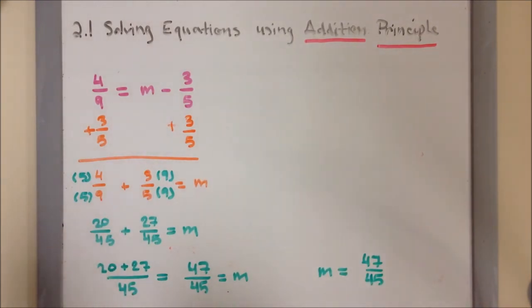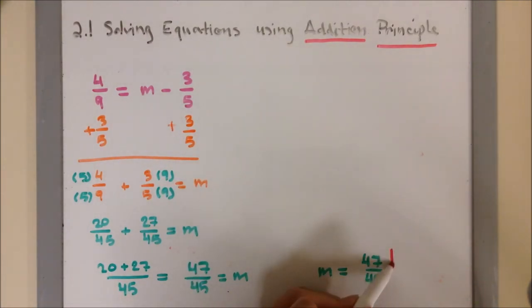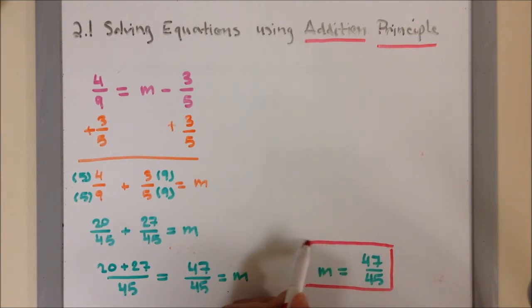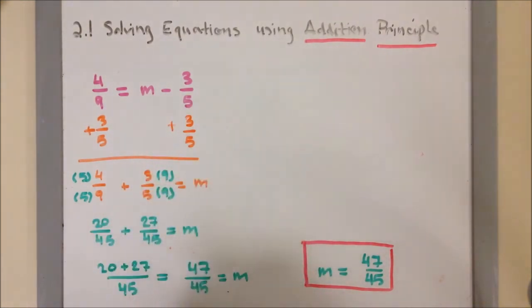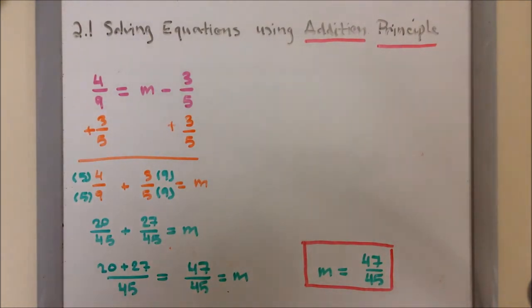This one, the numerator is greater than the denominator, so you can just leave it as an improper fraction. No big deal. If it asks you to convert into a decimal or a mixed number, then yeah, continue working. But if it doesn't ask for it, just leave it as an improper fraction.